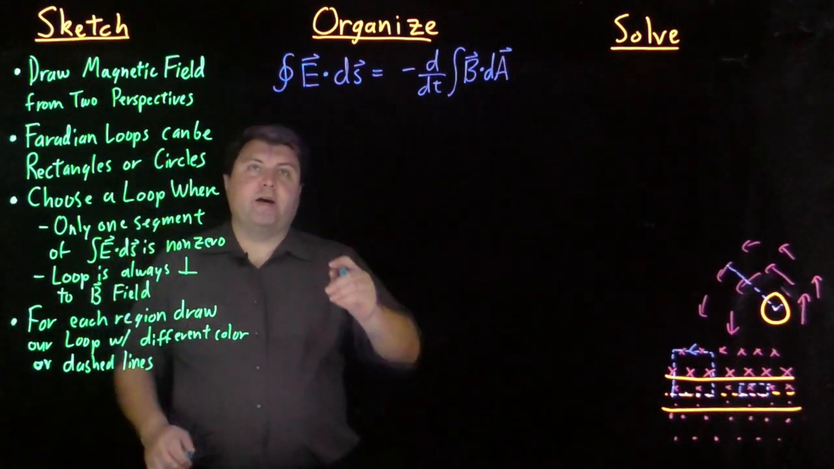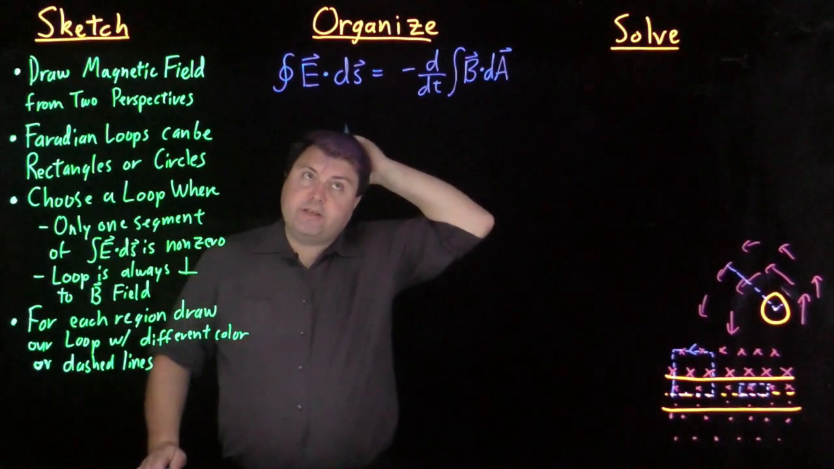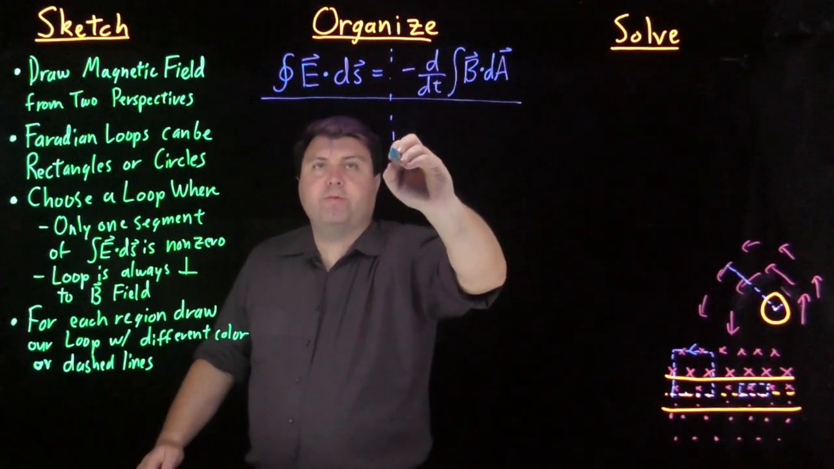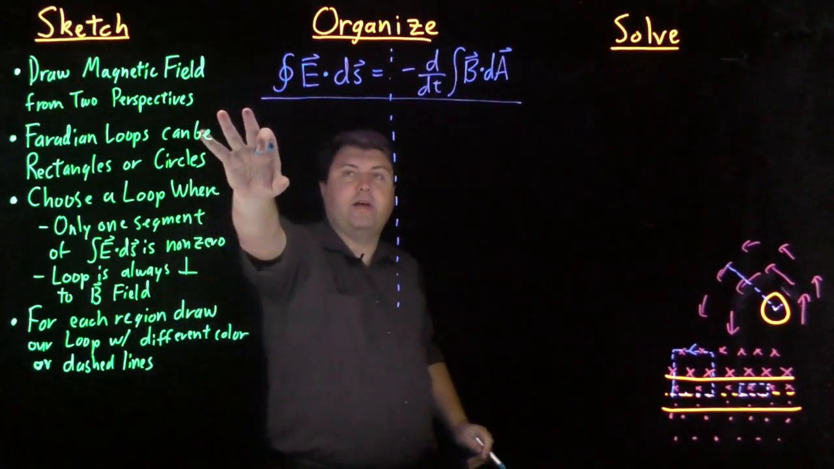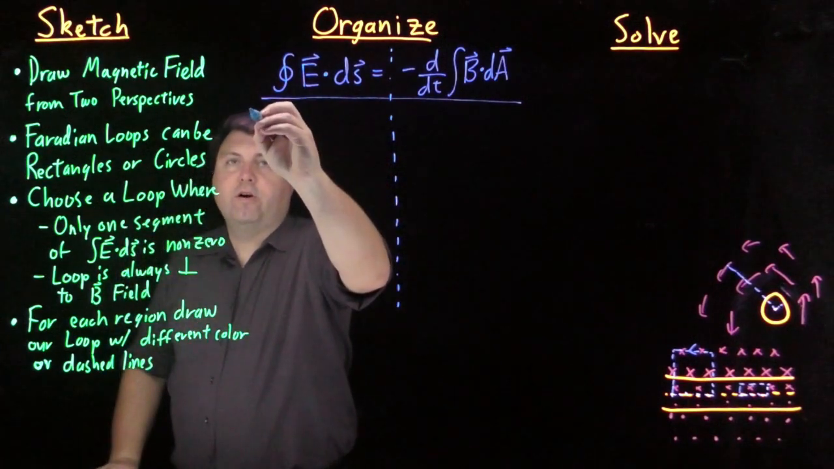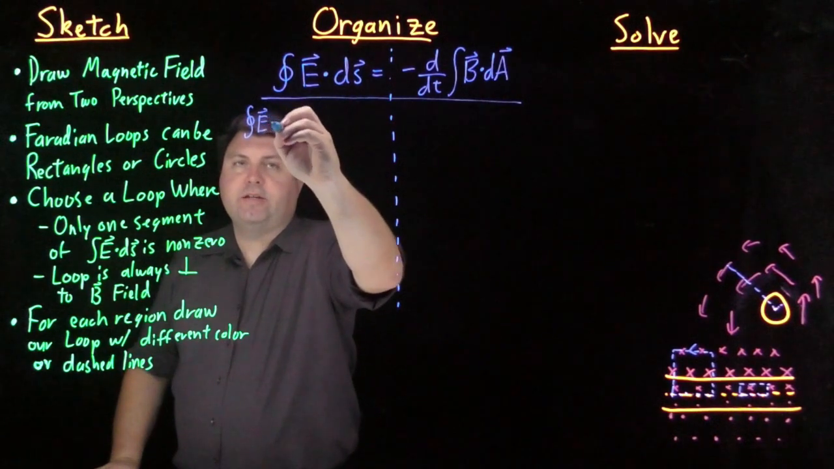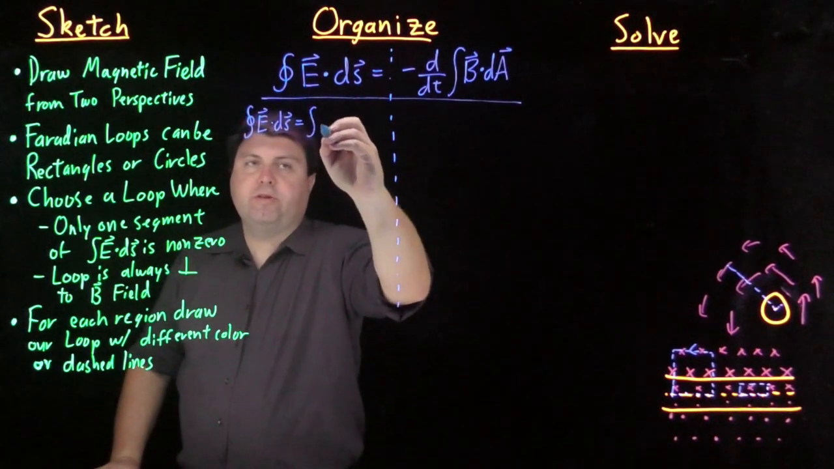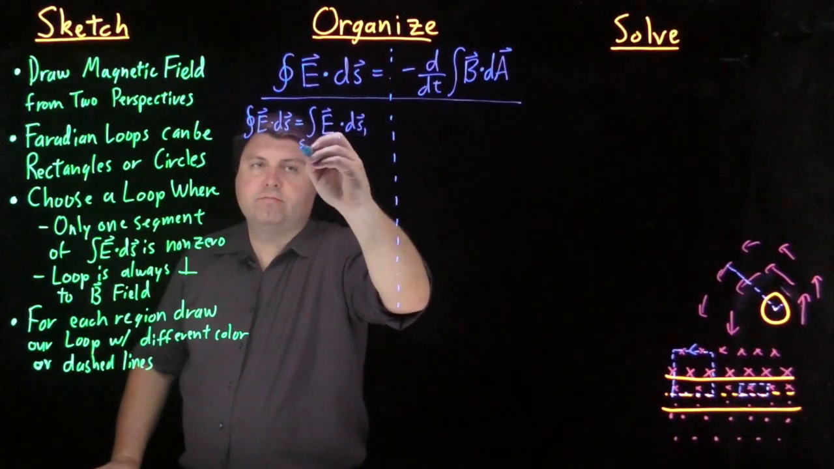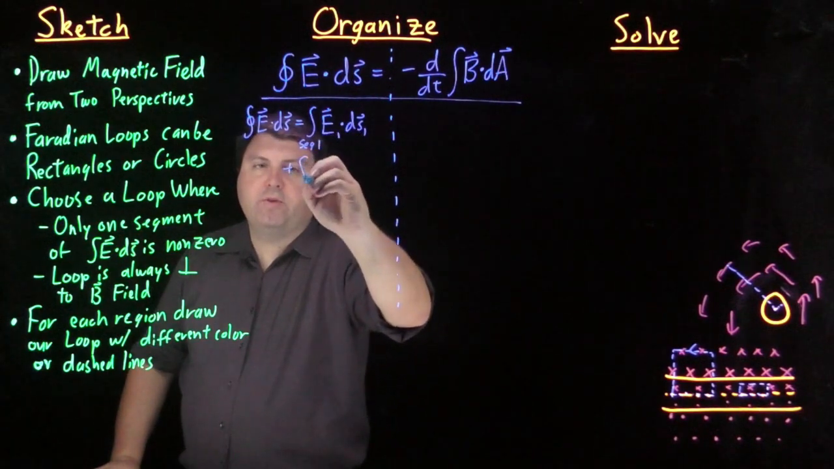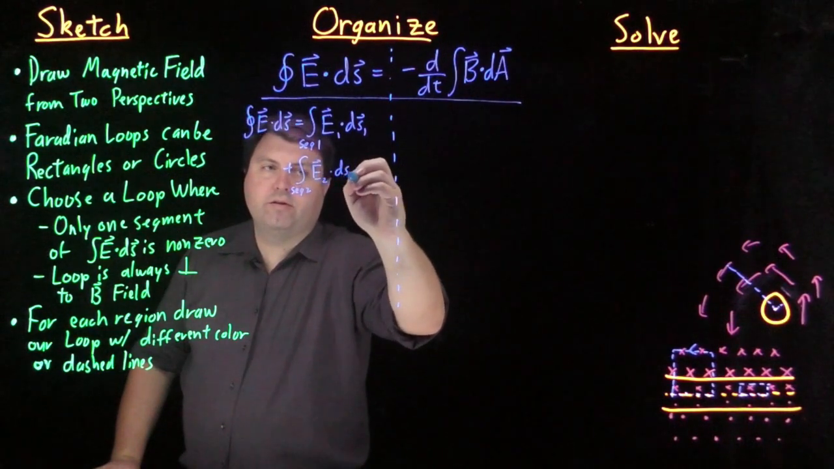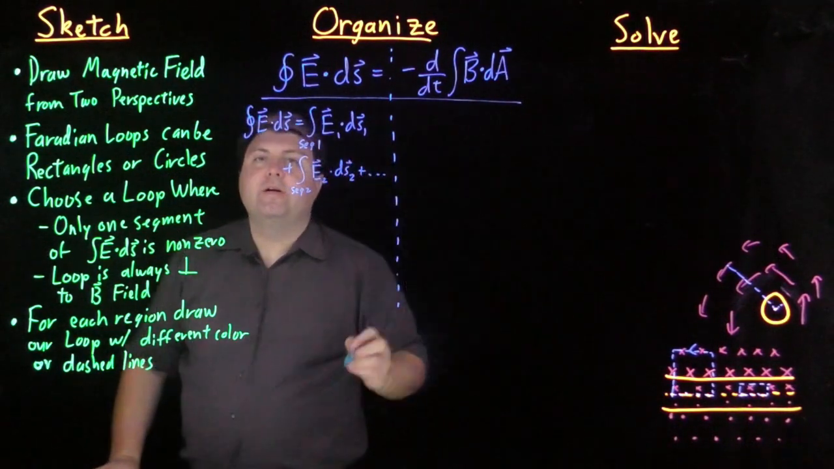So in our organized step, we've got closed integral E dot ds equals the negative d/dt of the integral of B dot dA. So we can split this into our left-hand side and right-hand side. We can do organization steps for both. So over here we have that our closed integral of E dot ds is equal to the integral over segment 1 of E1 dot ds1 plus the integral over segment 2 of E2 dot ds2, and so on and so forth.